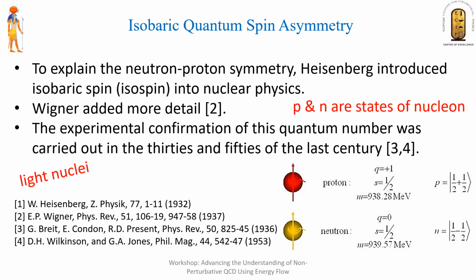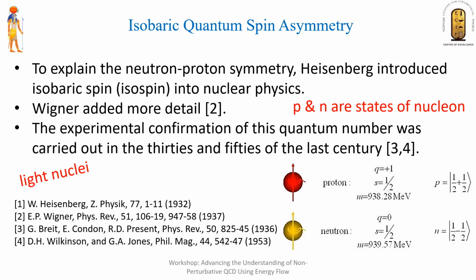To explain the neutron-proton symmetry, Heisenberg, about 90 years ago, introduced the isobaric spin into nuclear physics. And Wigner added more details on that. Experimental confirmation of this quantum number was carried out in the 30s or 50s of the last century. Here you have some references. At that time, people thought that the isospin asymmetry applied to light nuclei only.